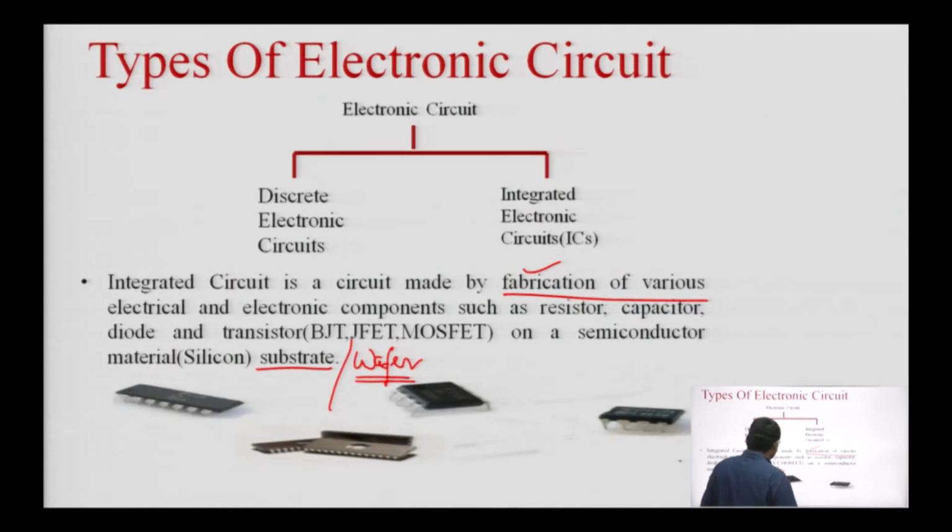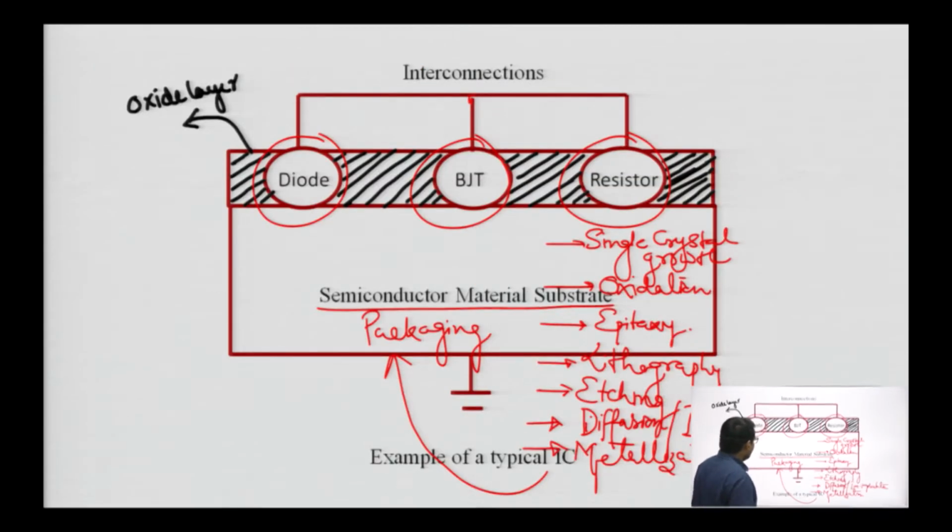If you see here, this is an example of an IC. This IC is made by the fabrication of various electrical and electronics components. Suppose the IC 741 contains around 23 BJT transistors and 12 resistors, made with a particular process defined as fabrication. Fabrication involves various steps like single crystal growth, oxidation, epitaxy, lithography, etching, diffusion, ion implantation and metallization. These are the fabrication processes.